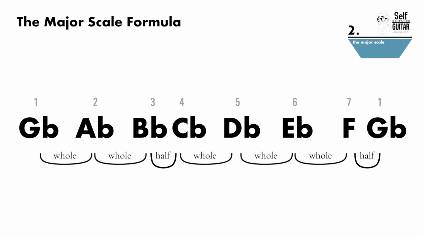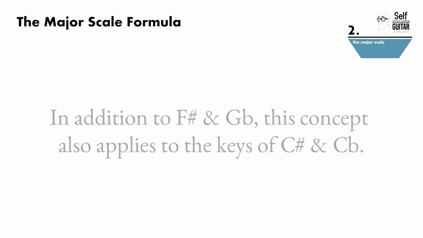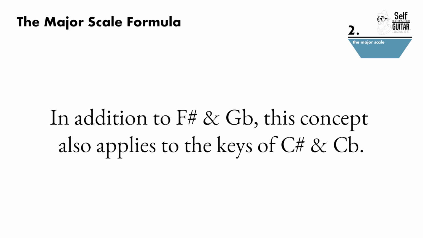In the key of G flat, we would have C flat instead of B to maintain alphabetical order. We also can't skip a letter. In addition to F sharp and G flat, this concept also applies to the keys of C sharp and C flat.